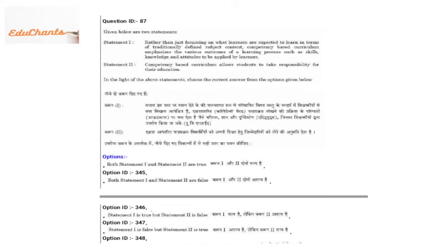Okay. Next statement, choose the correct one.